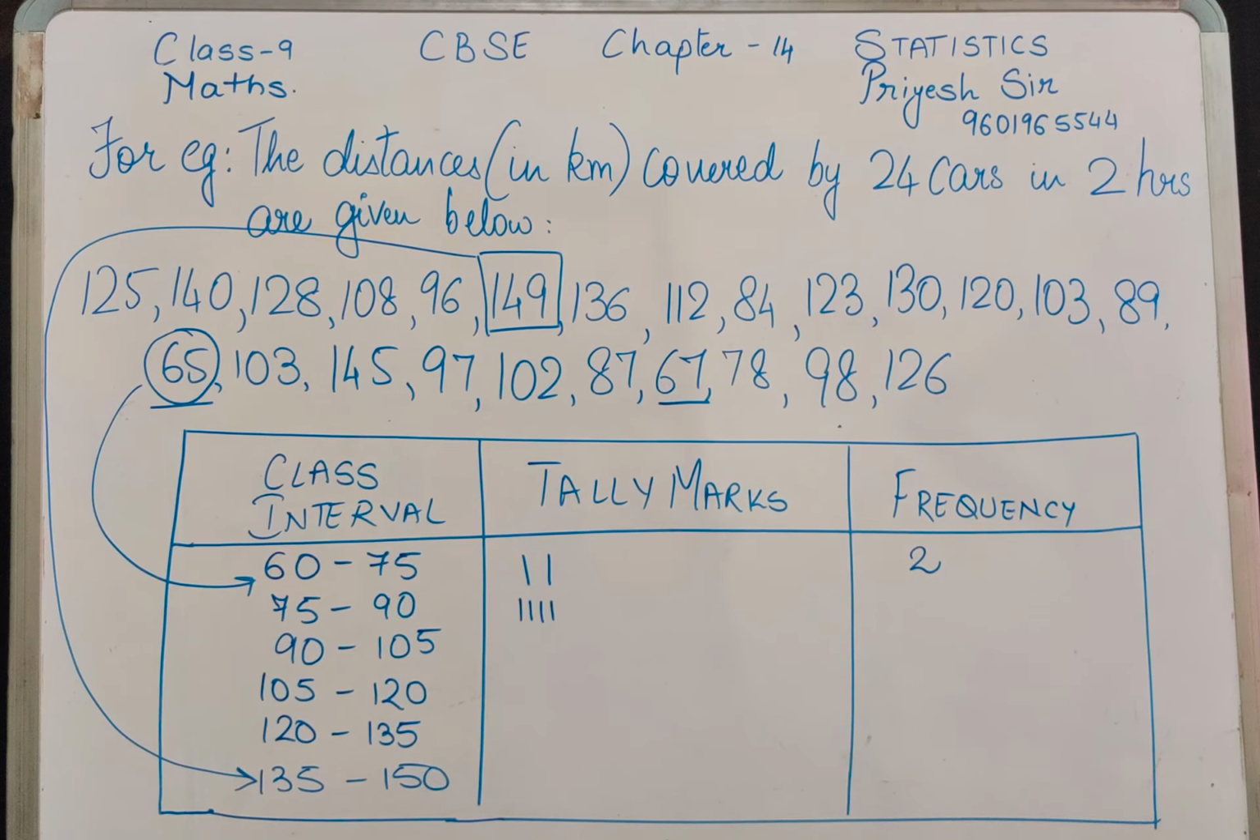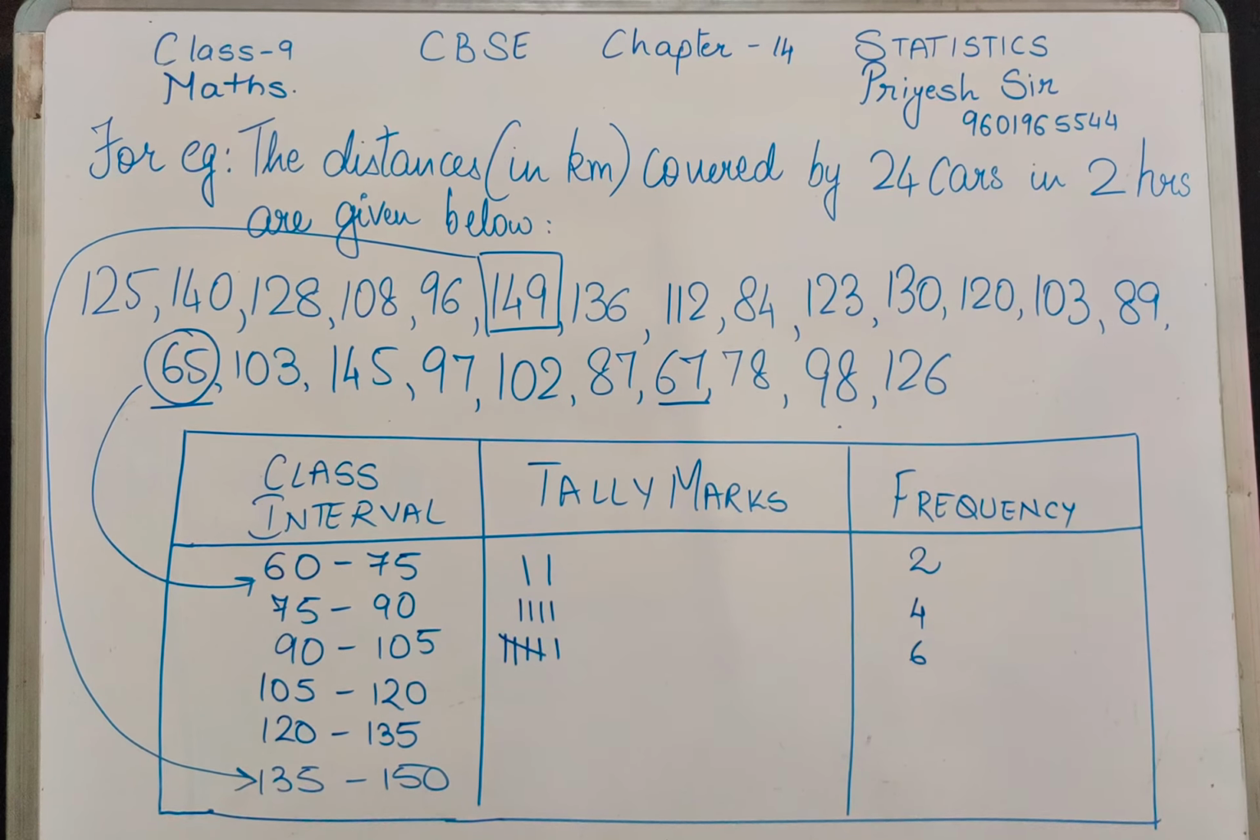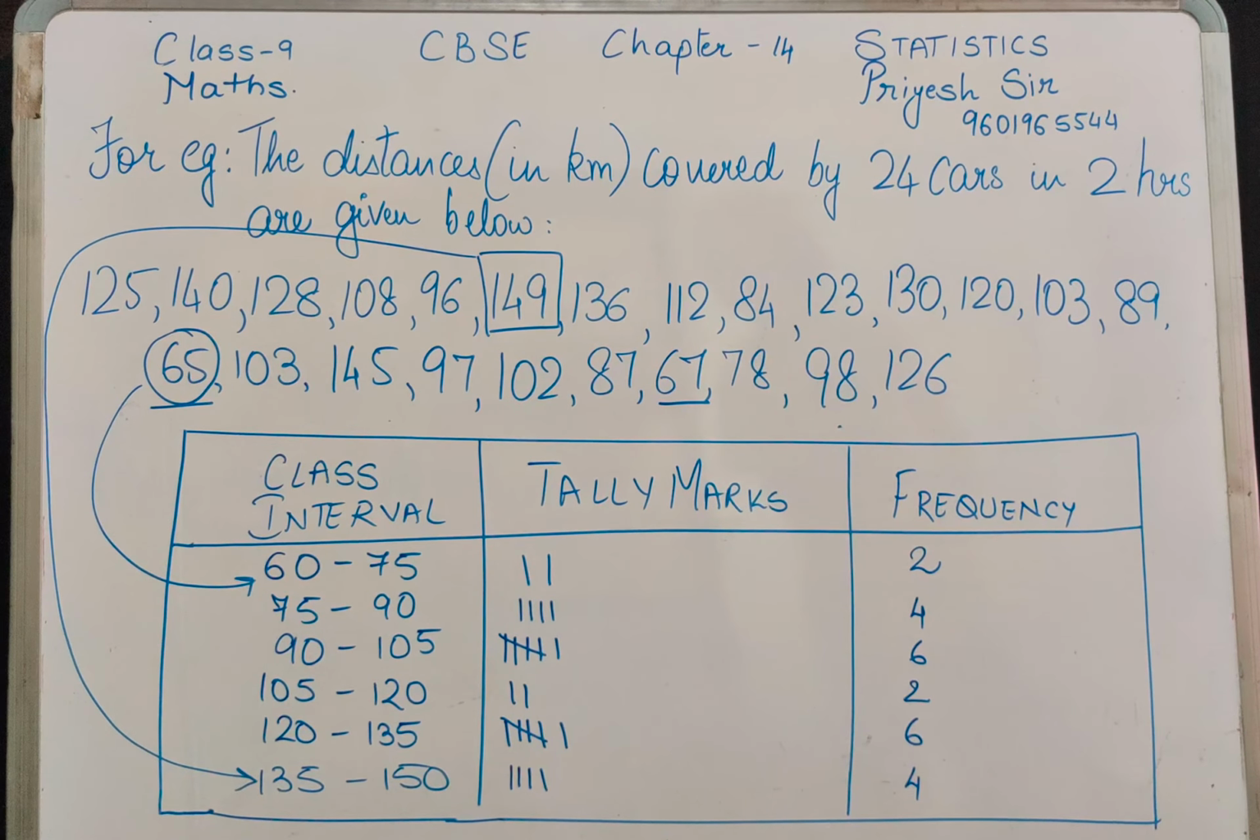The numbers lying between 75 and 90 are 4. So we have got 4 telemarks and the frequency will be 4. And similarly, so on. Like this we can prepare the frequency distribution table with the telemarks.